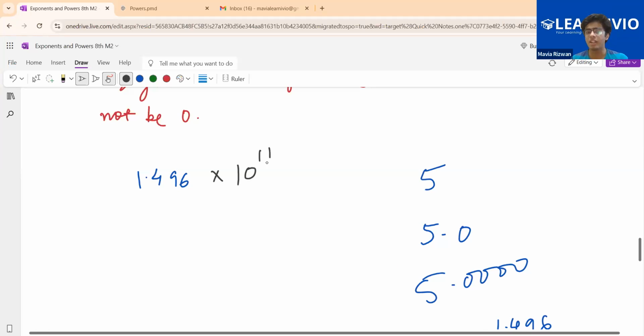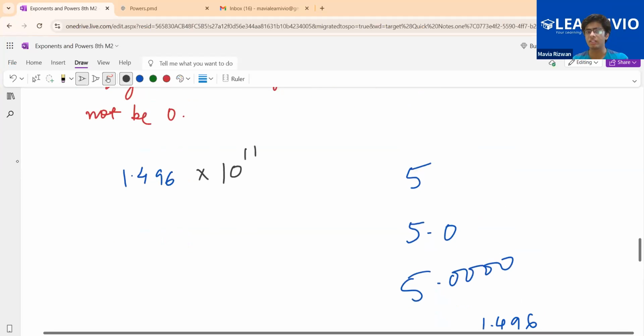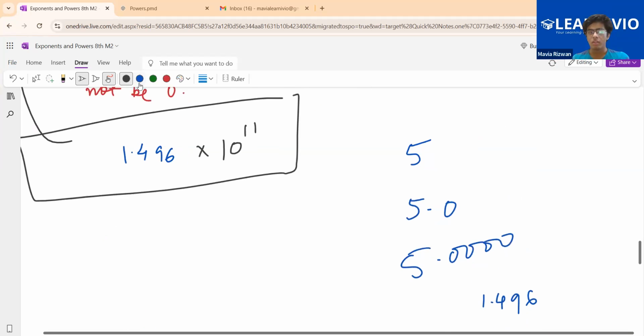I'll explain it to you by opening this. I told you that this is equal to this. Now we have to prove it. It is a very simple, very easy way of proving it. I can write this as 1.496 into, now can I write 10 raised to the power as 1 and then 11 zeros? 1, 2, 3, 4, 5, 6, 7, 8, 9, 10, 11. Abu Bakr, can I write it like this?